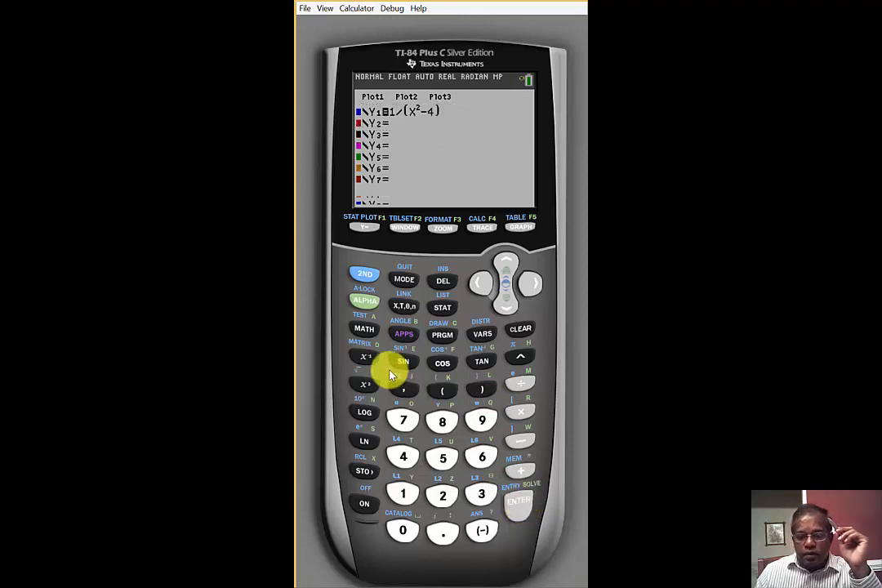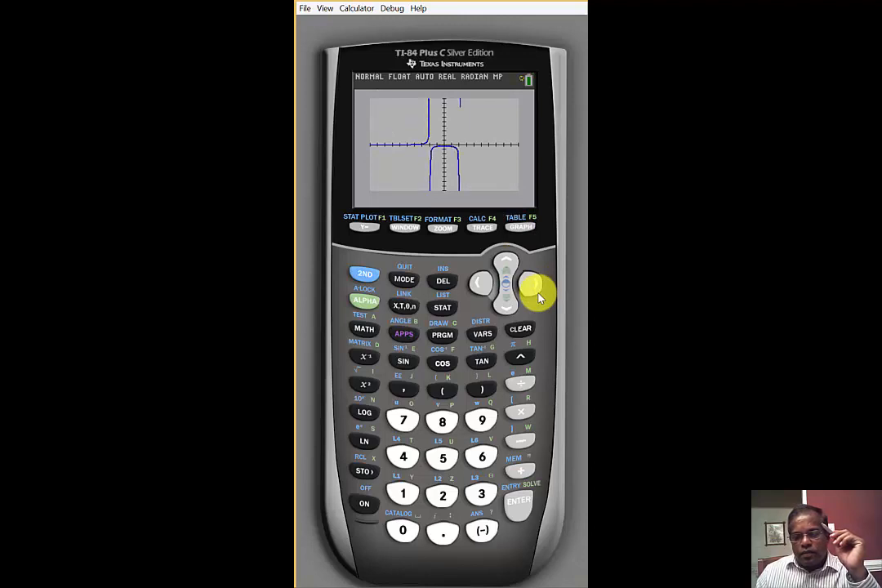And then let's go to window. We have a standard window over here, negative 10 to 10, scale 1, and the y value is negative 10 to 10. That's good. And now let's graph it. See what we get. Now we can see we got a graph similar to what we sketched earlier.